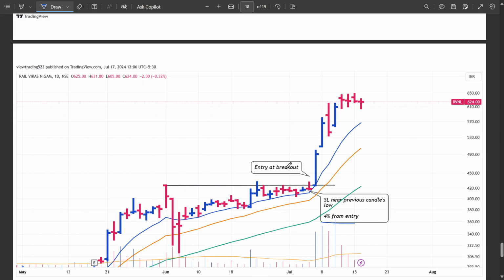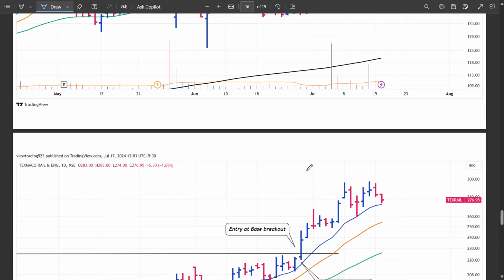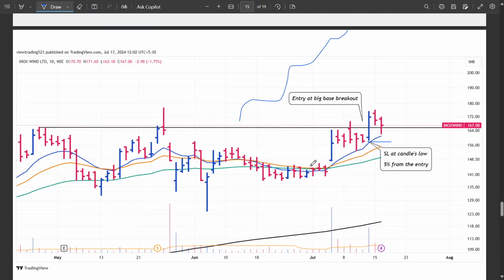But this is the most typical way of placing the stop loss: if a stock is breaking out from a base, usually keep the stop loss at the low of that particular candle. It may not work every single time, but if the breakout is good, then most of the time this will work really well, right? That is the most typical way to place a stop loss. Second, decide for yourself what is the max stop loss percentage that you would like to keep, right? And the third is to decide a trailing method, right?